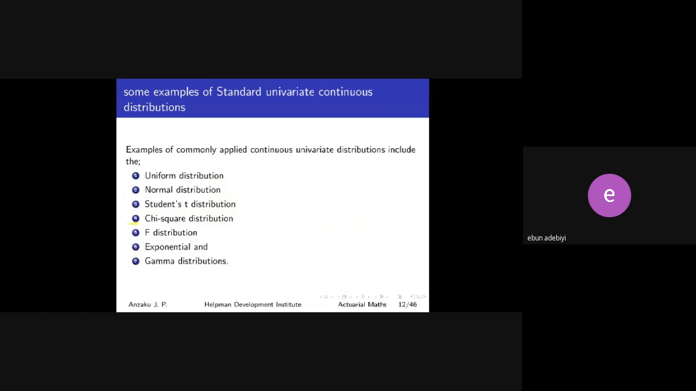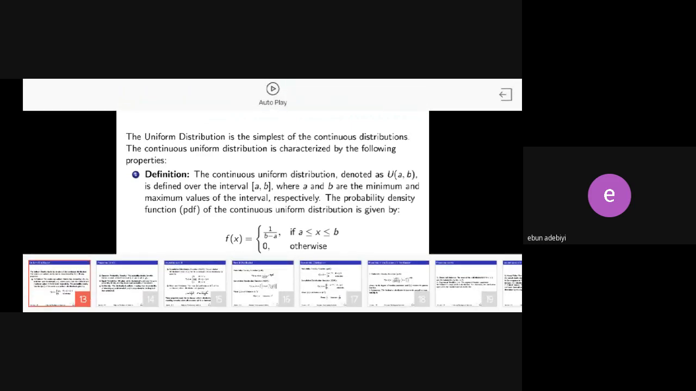We have come across the student t distribution if you are looking at some tests like the t-test. We have come across the chi-square distribution, and then we have come across the f distribution in one or two instances. So let's talk about the uniform distribution. Remember, there's the discrete uniform distribution, which was talked about. This is the continuous uniform distribution. The continuous uniform distribution is the simplest of the continuous distributions. It is characterized by the following properties.